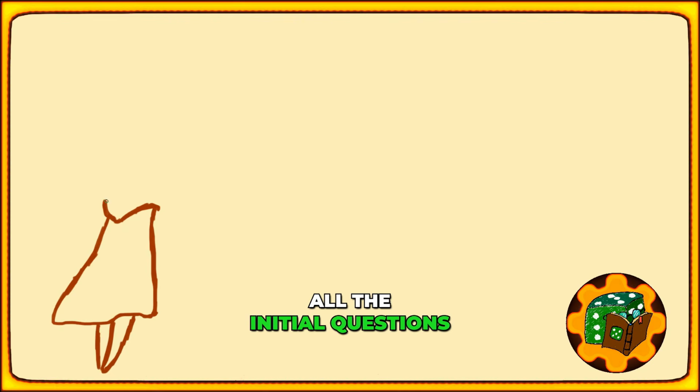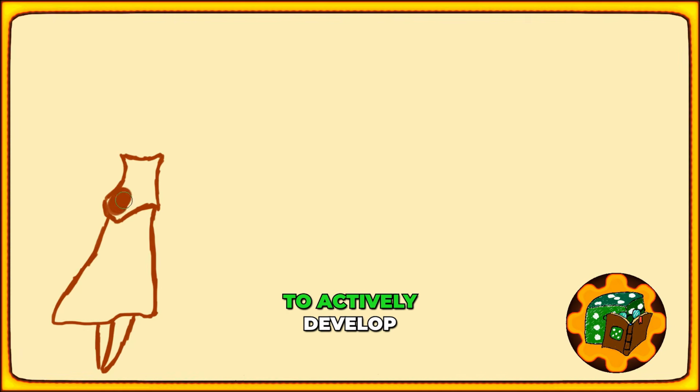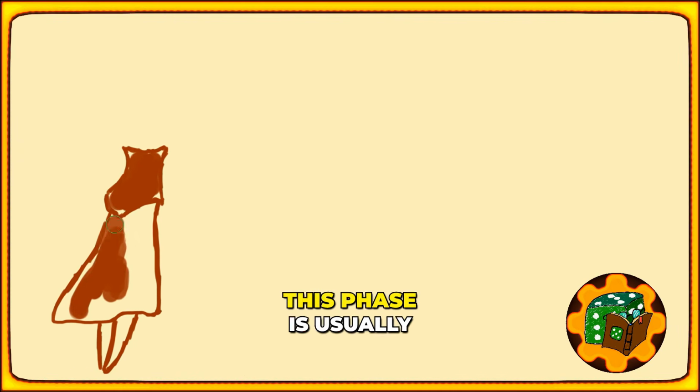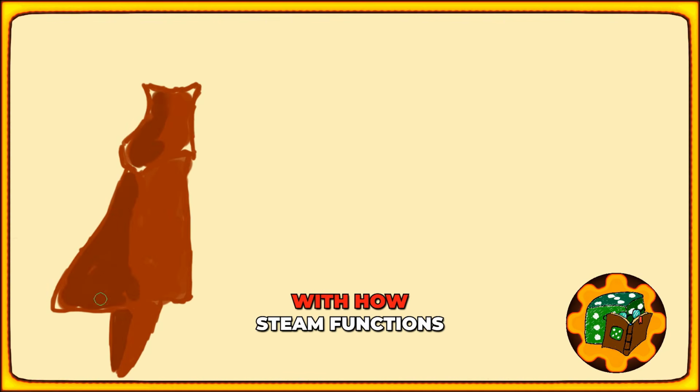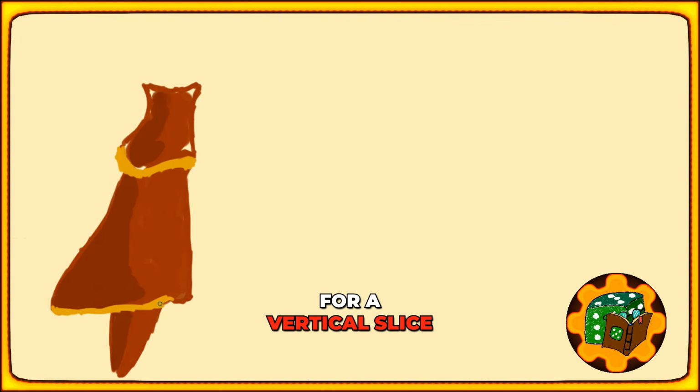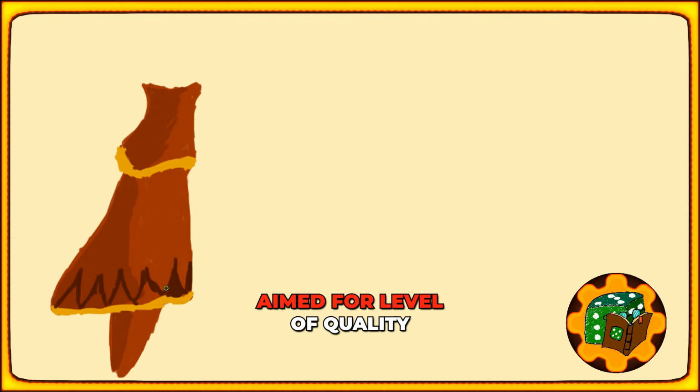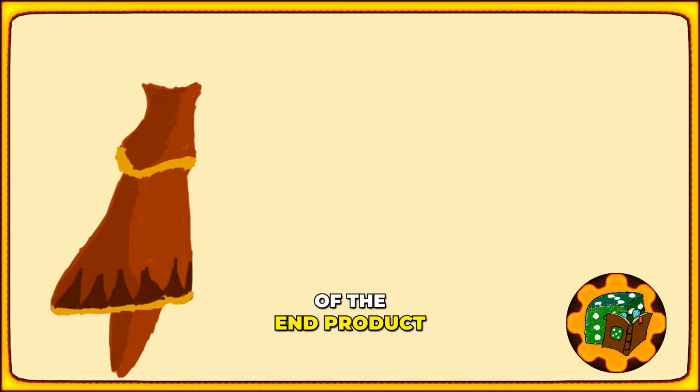With all the initial questions answered, we can start to actively develop our game. This phase is usually coined pre-production and has its focus on precisely defining every aspect of the game. With how Steam functions today, I would recommend aiming for a vertical slice demo at the end of this phase, a short playable section of the game that represents the currently aimed for level of quality of the end product.